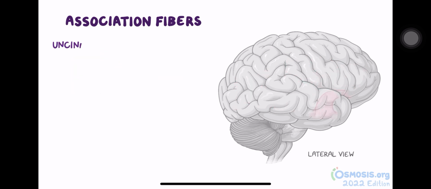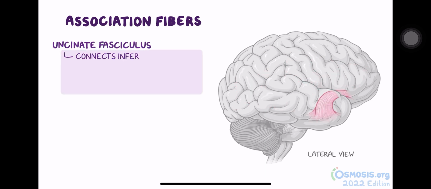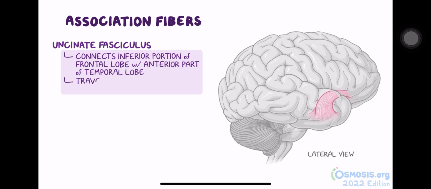Next is the uncinate fasciculus, which connects the inferior portion of the frontal lobe with the anterior part of the temporal lobe, transversing the bottom of the lateral sulcus.